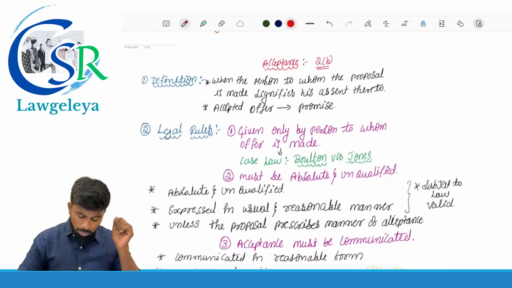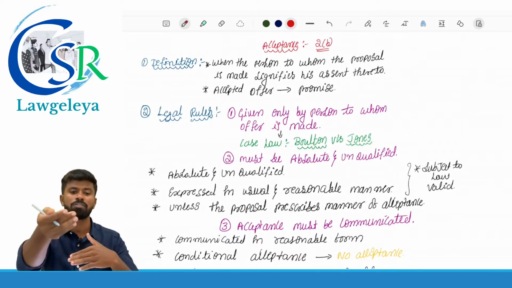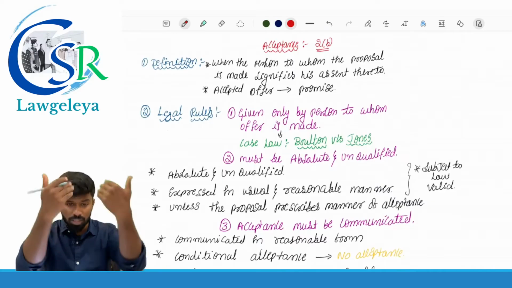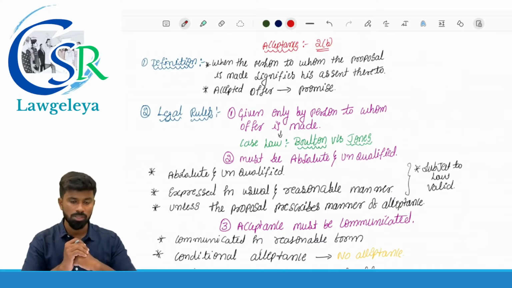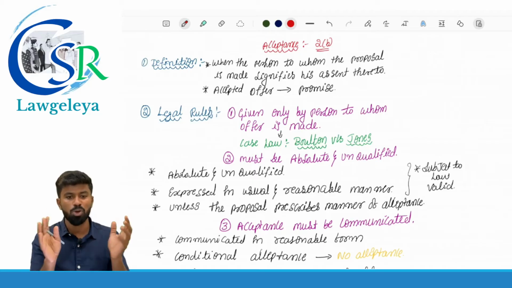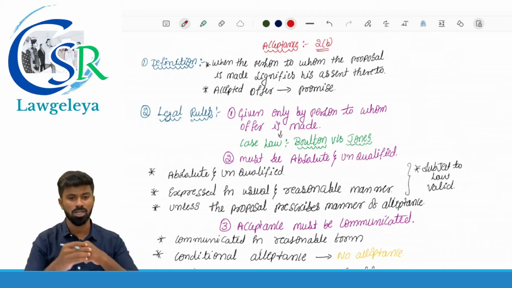Section number 2, subclause B defines the word what? Acceptance. What is acceptance, sir? Simple definition: when the person to whom the offer is made signifies his assent thereto, means to the offer, it is called as what? Acceptance. And an accepted offer becomes what? Promise. Remember the equation: offer plus acceptance, promise; promise plus consideration, agreement; agreement plus enforceable by law, contract.